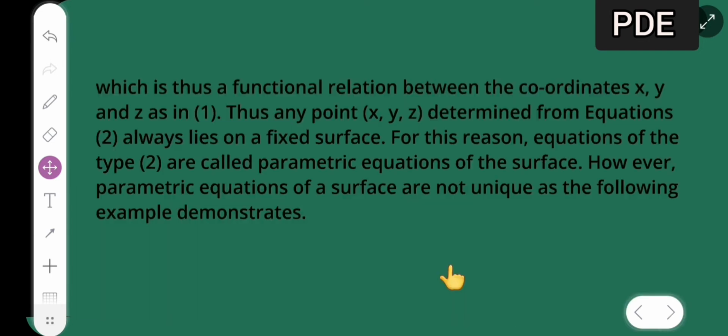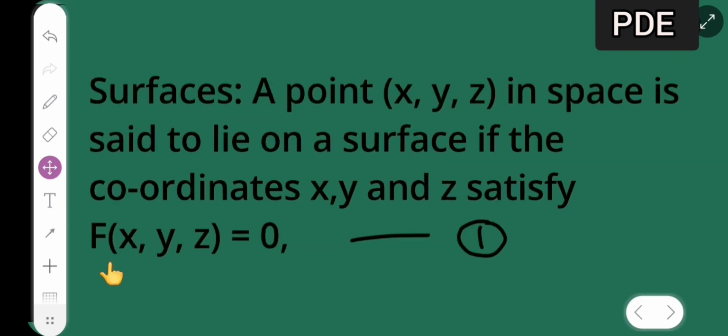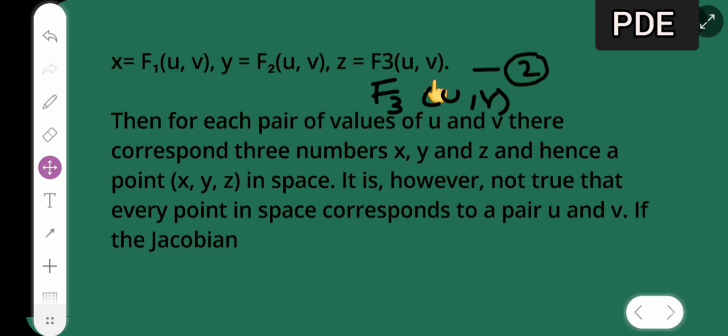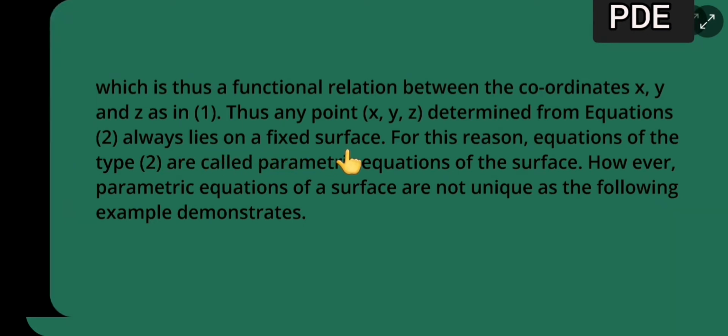Now the next part is what? Which is thus a functional relationship between the coordinates x, y and z as in 1. Equation 1 is which one? This one, right? Thus any point x, y, z determined from equations 2 always lies on a fixed surface. For this reason, equations of the type 2 are called parametric equations of the surface.